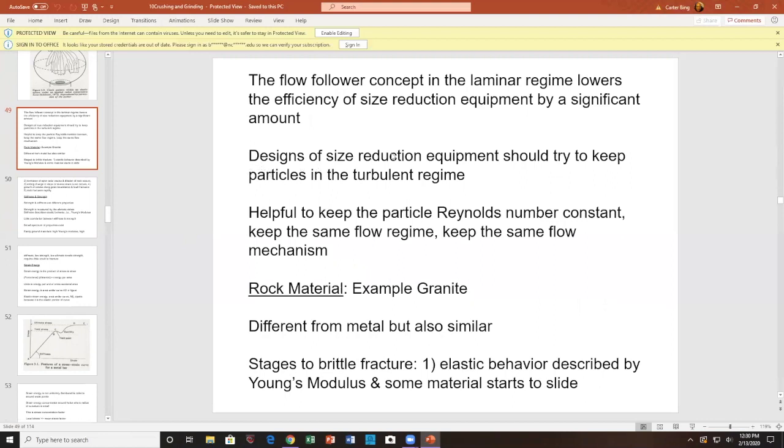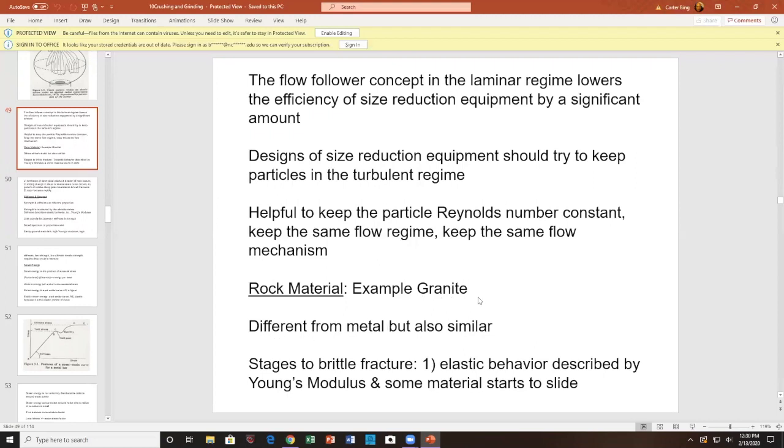Flow follower concepts in laminar flow lower the efficiency of size reduction equipment by a significant amount. You should try to design your size reduction equipment and particles in the turbulent regime, right? And of course, hopefully you keep the same regime as you change sizes. If you keep the same regime as you change the nature or the size of your machine and keep the same mechanics in the machine, then you'll likely have an easier time in process scale up.